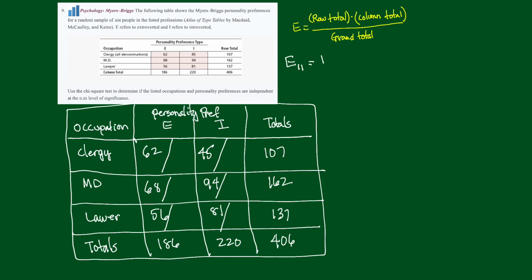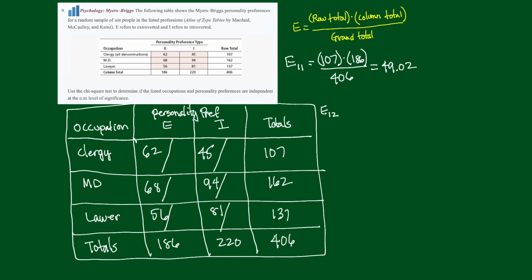So this becomes 107 times the column total, since I'm in column 1. There is column 1 right there, that's 186, divided by the grand total. The grand total is the one down here. If you add up all the rows and all the columns, you get 406. That's our sample size. And I got 49.0197 and so on. I'm going to round this off to 49.02.